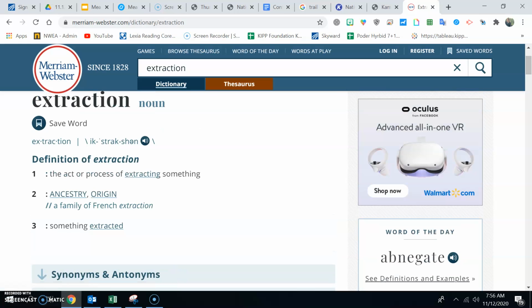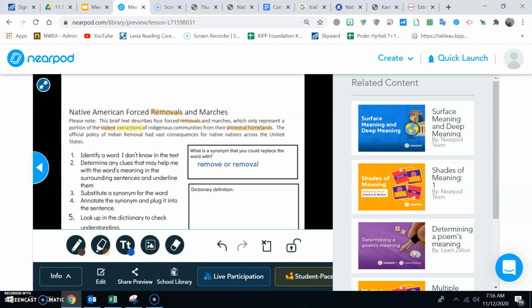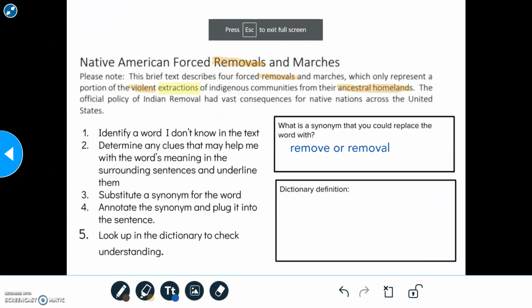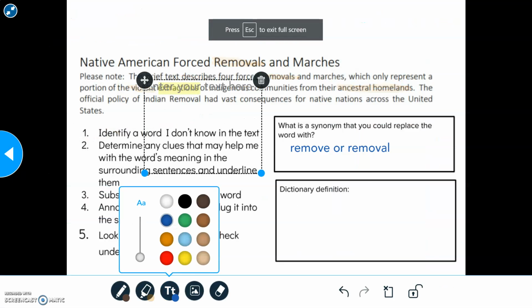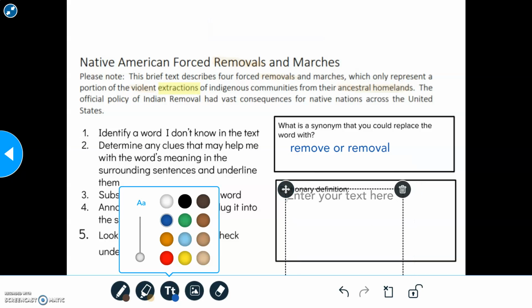So I am going to go ahead and copy this word. I am going to then put it into my sheet using the text feature. And then I am done.